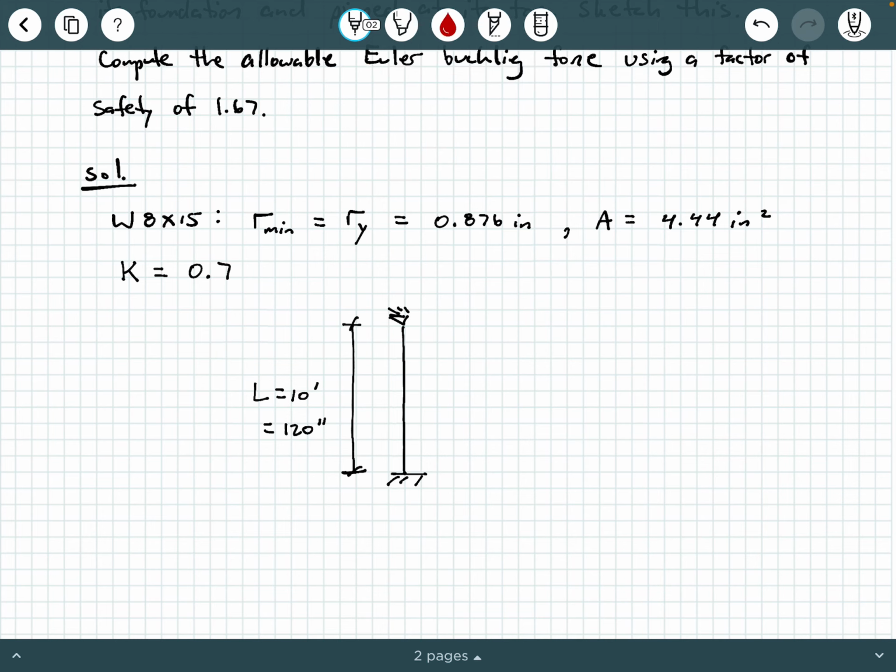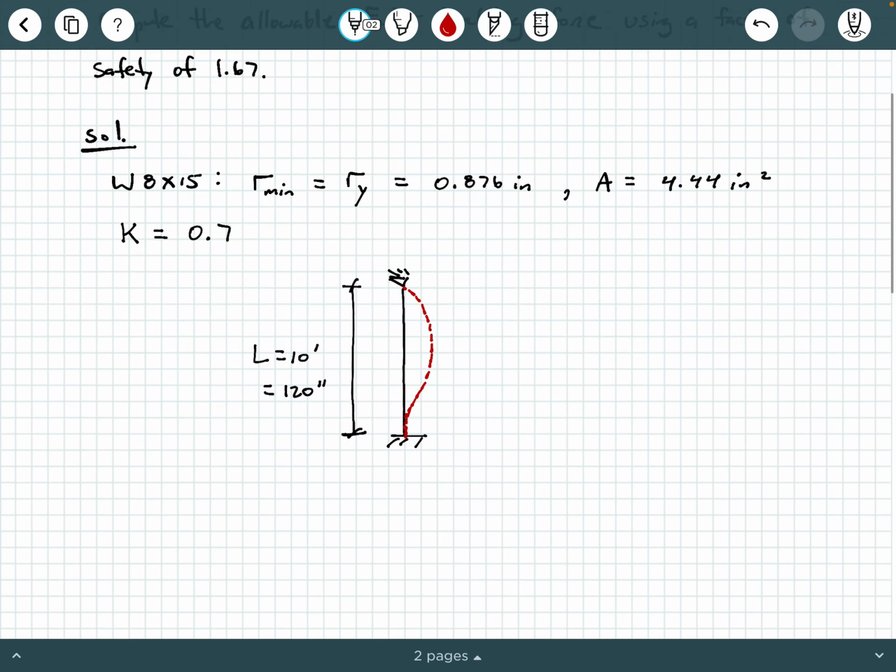So if this thing wants to buckle, how is it going to be shaped? It's going to come out from the pin connection, and then it's going to taper down to that fixed connection. So that's going to be the buckled shape.